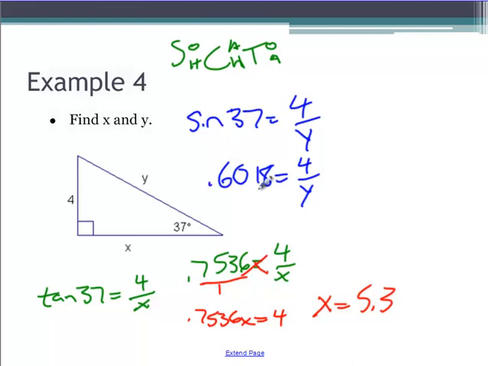We're going to cross multiply again. So 0.6018y equals 4. And I'm going to divide 4 by the answer that I got previously. And y is 6.6.